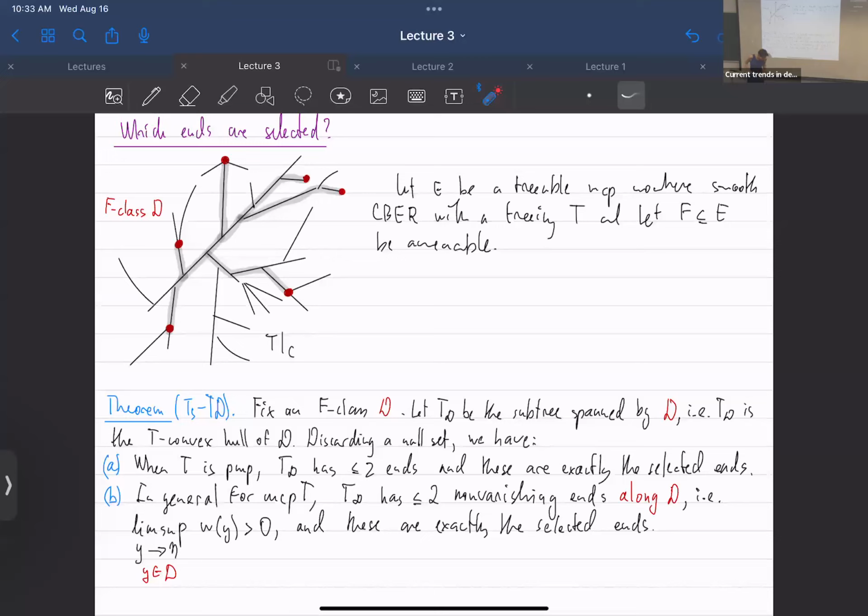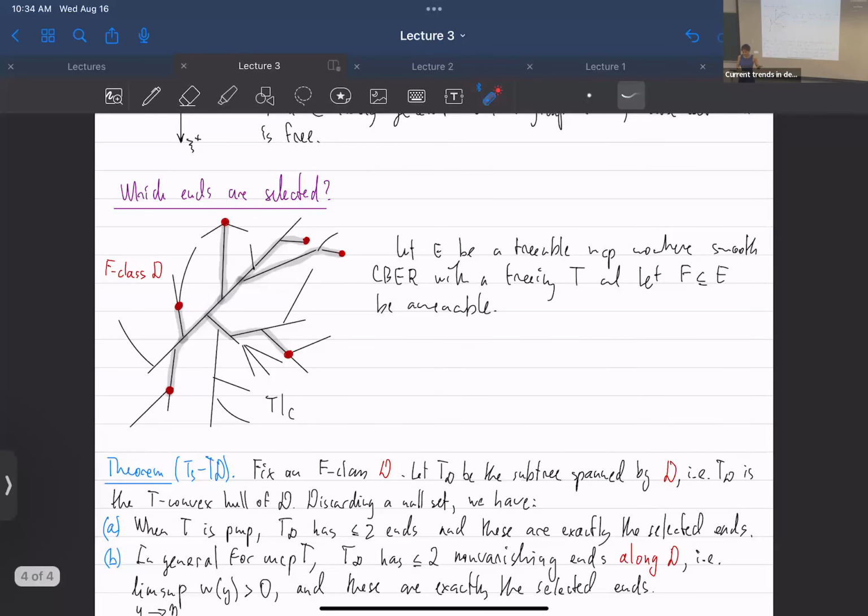So you can look at the tree, look at the F class, and tell exactly which ends are selected. In the measure class preserving case, it's more complicated. It's possible that in fact all ends of T are non-vanishing, okay? But which ones are chosen by the F class?